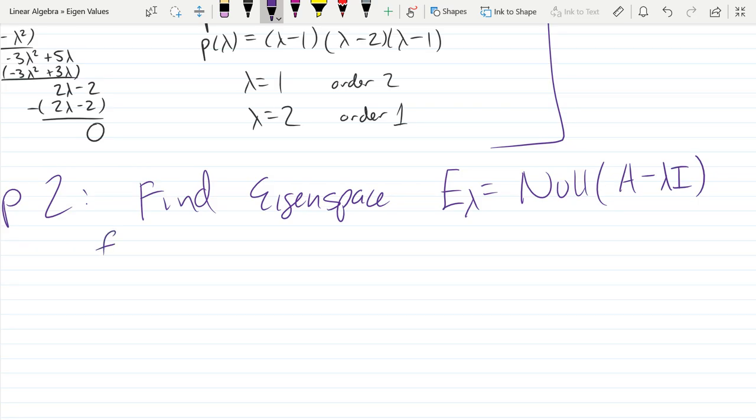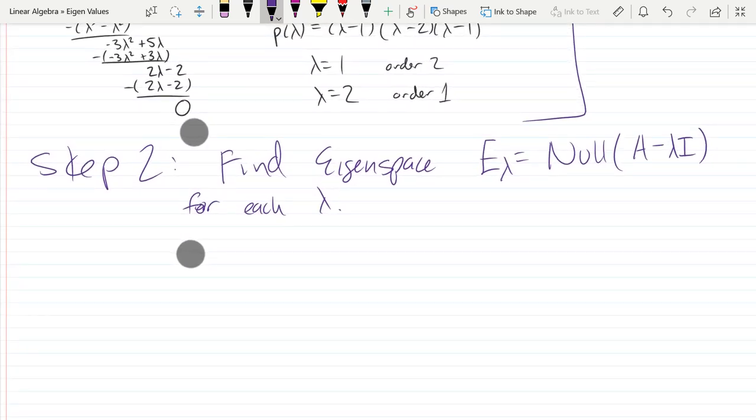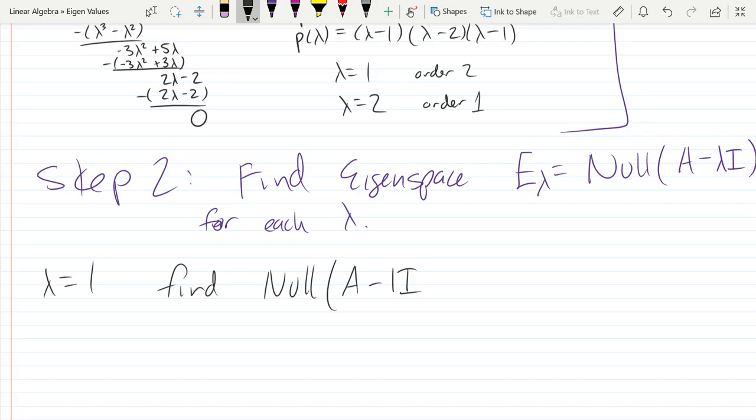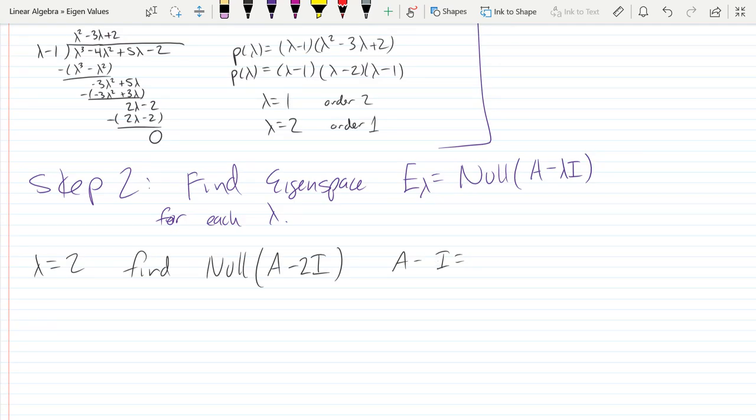So find eigenspace, which will be E lambda, and that will equal the null of A minus lambda I for each lambda. So find eigenspace for each lambda. Okay, so let's do the order 1 first. So we're going to do the lambda equals 2 first, and then we'll do lambda equals 1 second.